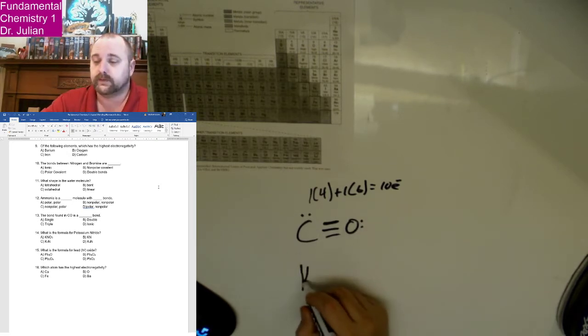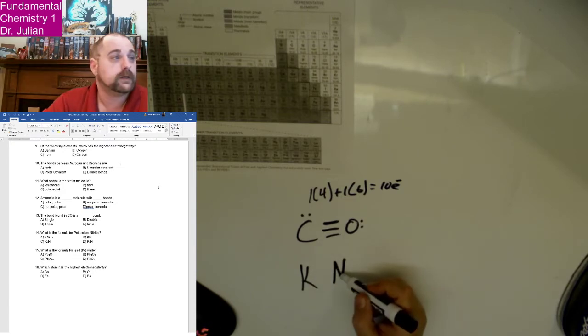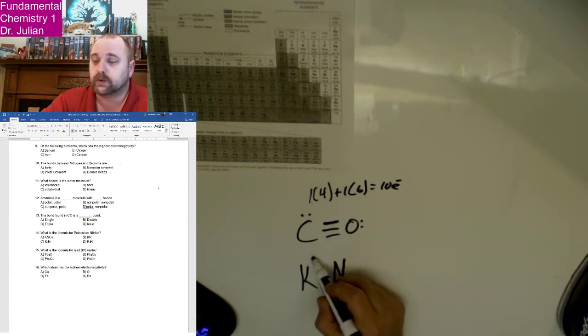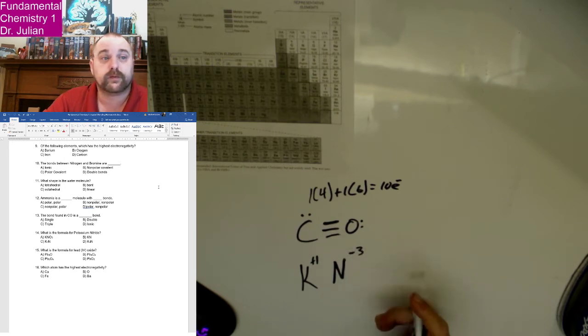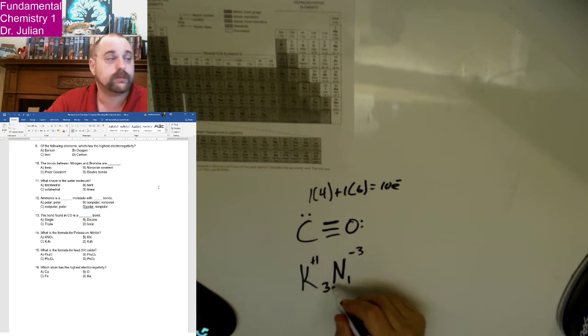What is the formula for potassium nitride? Potassium is K. Nitrogen is N. So that'd be nitride. But here's the problem. I need to know their charges. So K is a +1. Nitrogen, by the octet rule, it's in group 15. It wants to gain 3 electrons. It'll be a -3. So then I do my crisscross, K3N. So D, K3N.